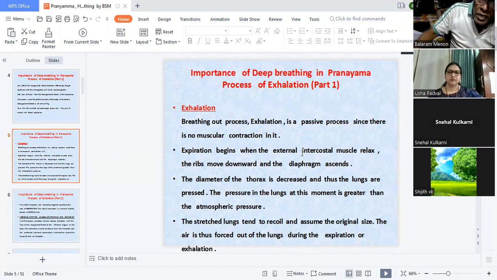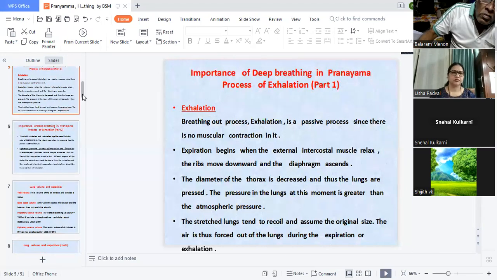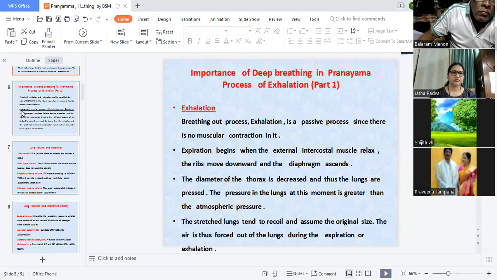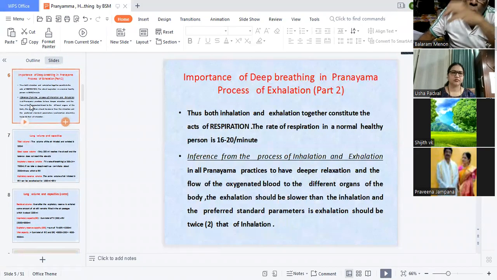What happens? The intercostal muscles, that is, the muscles situated between the chest ribs, relax and the ribs move downwards and the diaphragm ascends. The diameter of the thorax is decreased and thus the lungs are pressed. The pressure in the lungs at this moment is greater than the atmospheric pressure. The stretched lungs tend to recoil and assume the original size. The air is thus forced out of the lungs during expiration. Thus, both inhalation and exhalation together constitute the act of respiration.